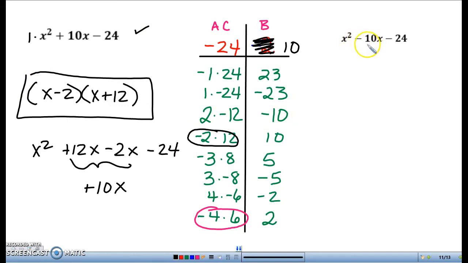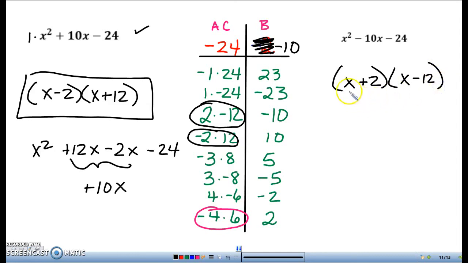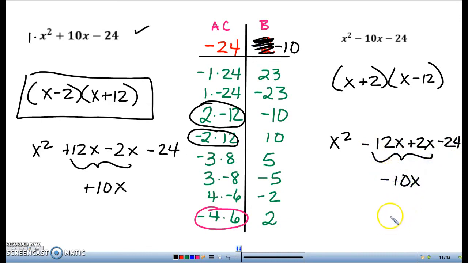Here, I want negative 10 to be my b. This time I'm going to use these two factors: x plus 2, that quantity, times x minus 12. Check with FOIL. Front two terms is x squared. This time my outside two terms gives me minus 12x, and my inside two terms gives me plus 2x. Last two terms, minus 24. Inside, outsides, this time adds up to negative 10x.